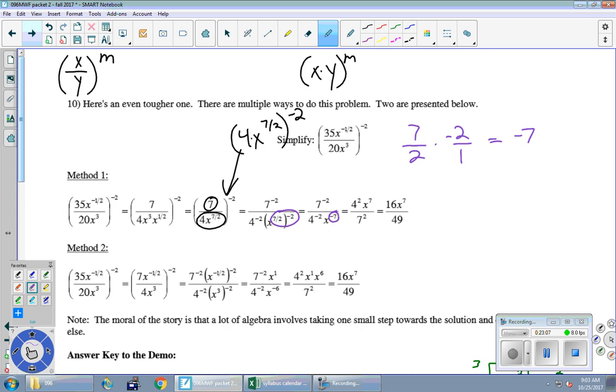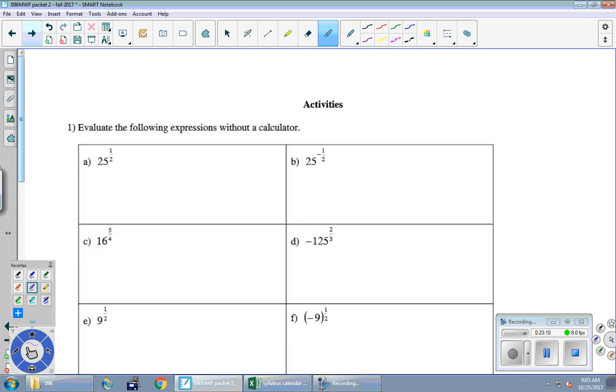Okay, I think that one's good there. Activities start on the next page. I will walk around.